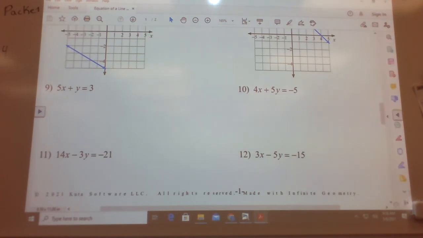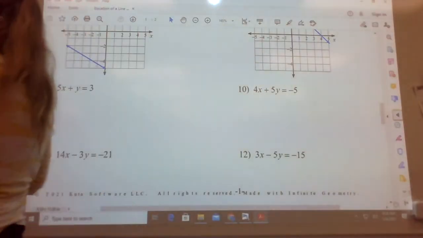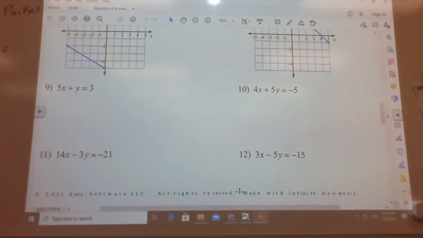Now the next 4 are all in what's known as standard form. There's 3 different ways that we can write the equation of a line. We have slope intercept, which is what almost every algebra teacher starts with. Then we have standard form, which they kind of briefly talk about in algebra. We do more of it in algebra 2 or geometry. And there's also point slope, which we'll talk about more next week.